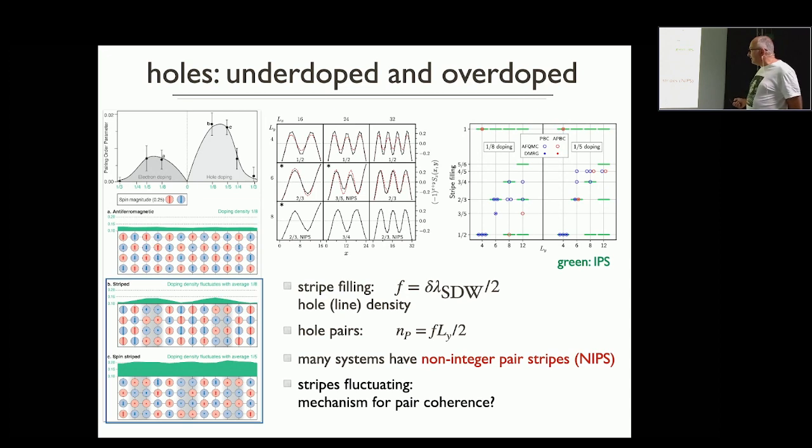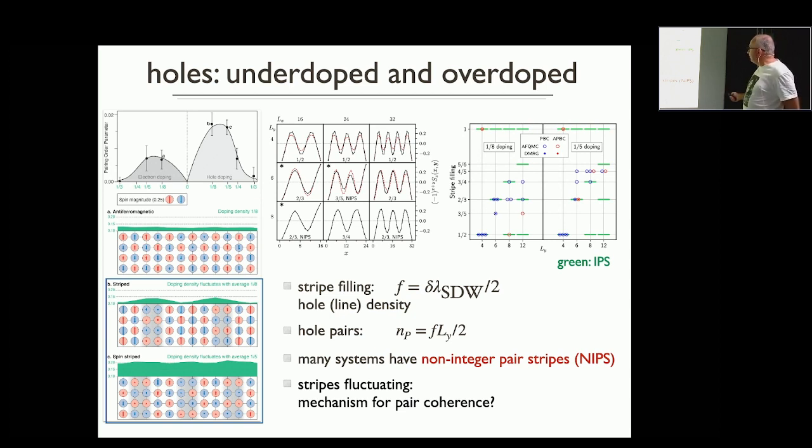One can define the density of the holes that is present in such a stripe, and then you can work out the number of hole pairs that should be sitting in such a stripe. And what we now observed consistently between AFQMC and DMRG, where we can do both, and then beyond that AFQMC, is that many of these stripes have a non-integer number of pairs of holes in there.